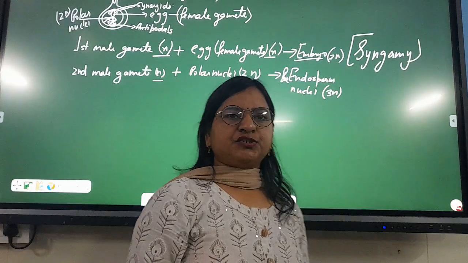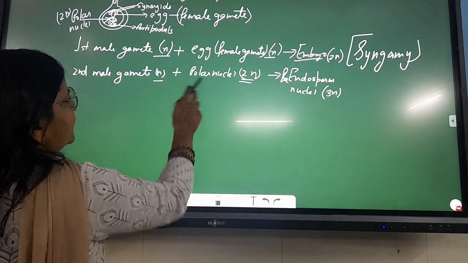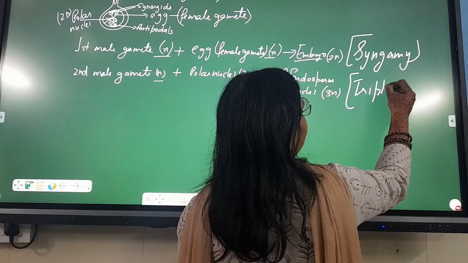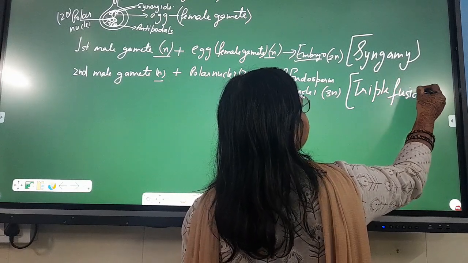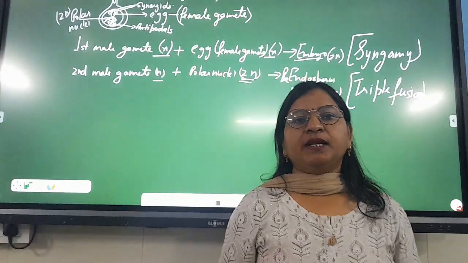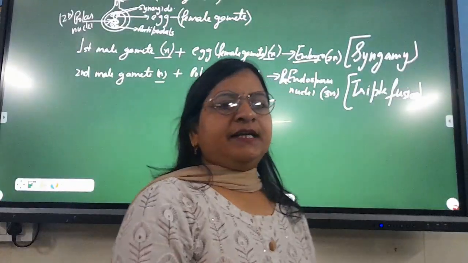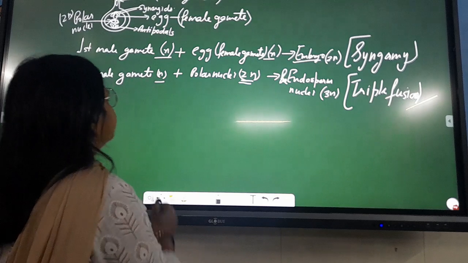In this process, when one male gamete fuses with the female gamete, it is called syngamy, or fertilization. While when the second male gamete fuses with the polar nuclei, it is called triple fusion, because three nuclei are fusing with each other. So here fertilization occurs two times.